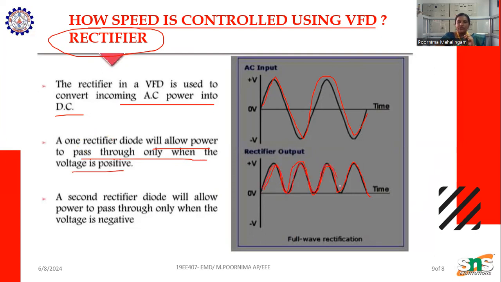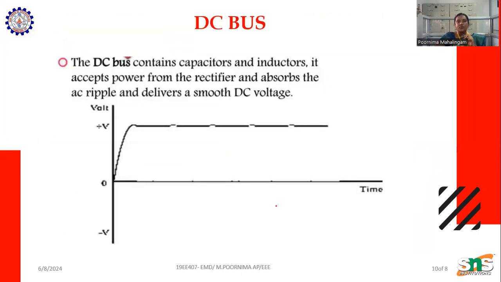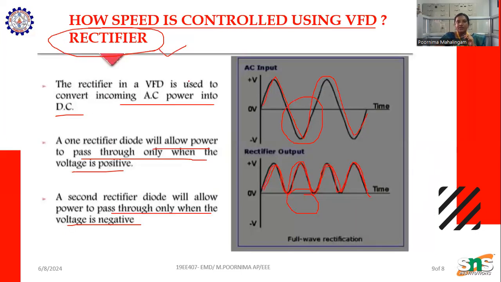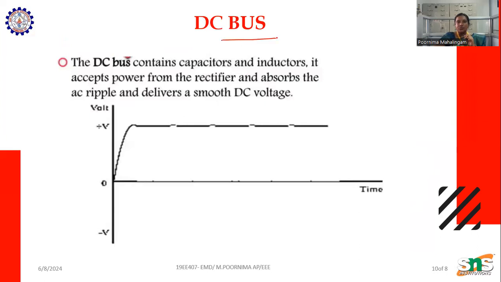We have already seen this in previous classes. It allows current only when the voltage is positive. The second rectifier will allow power to pass only when the voltage is negative. If the voltage is negative for the first diode, we won't get the output. We get the output only when the diode reaches the positive cycle. So this is the first process.